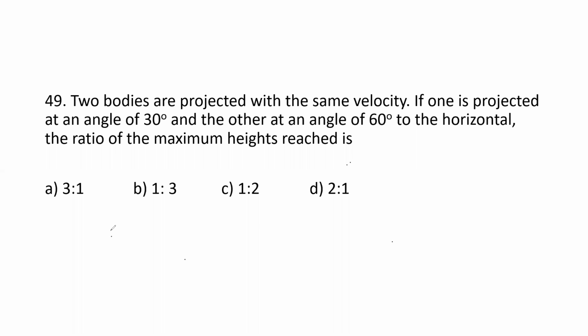The ratio of maximum height reached is given by h1 divided by h2 is equal to sine square theta 1 divided by sine square theta 2, which is equal to sine square 30 degree divided by sine square 60 degree. If you substitute the values and simplify it, then you will get 1 by 3. That is nothing but 1:3. Option B is the right option here. Let's see the next question.